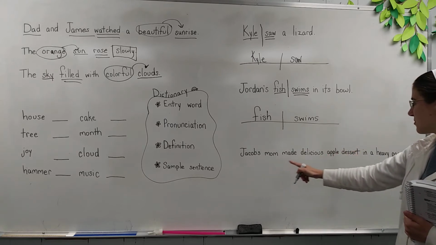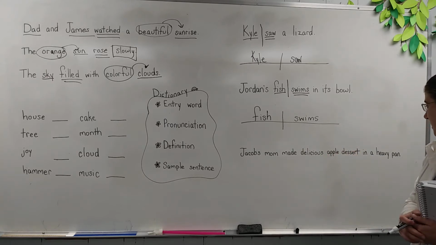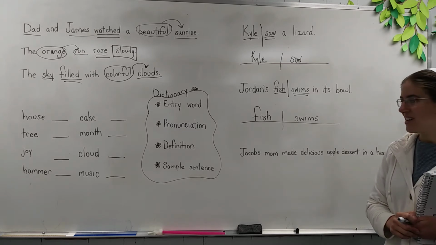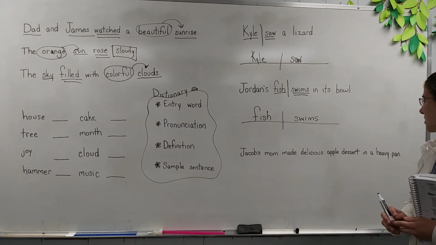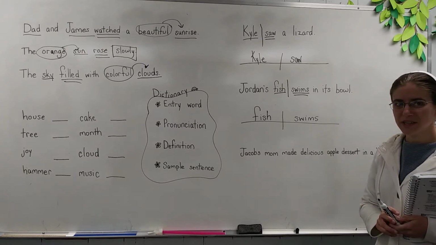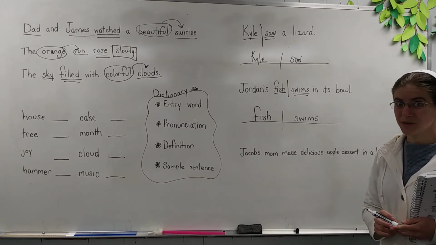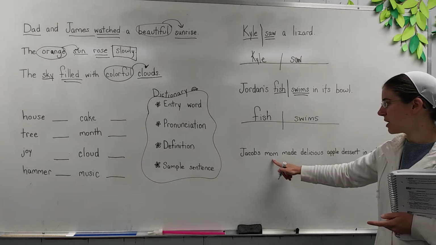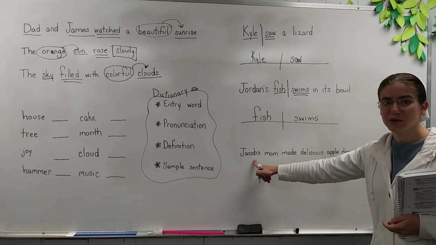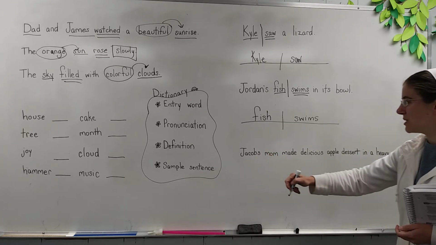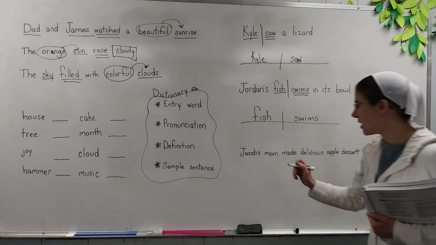So, Jacob's mom made delicious apple dessert in a heavy pan. So where do we need an apostrophe? Do we need an apostrophe? We do. Jacob's mom. Jacob's is possessive because the mom belongs to Jacob. So we need to insert an apostrophe.